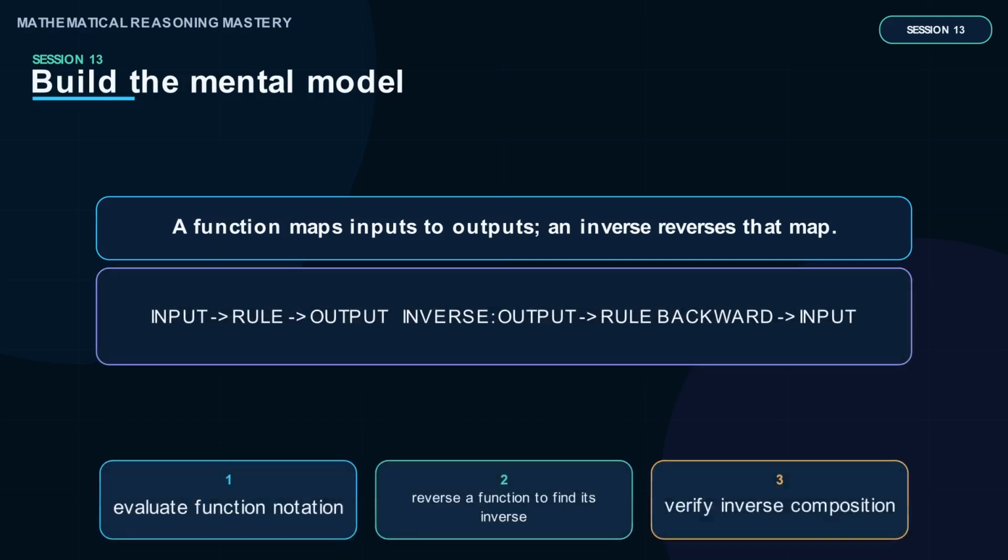The first goal is to evaluate function notation, connected to the second goal, reverse a function to find its inverse. Correct calculation begins with correct interpretation. When the surface details change, search for the same relationship underneath. Transfer means choosing the structure from evidence rather than waiting for a familiar-looking example.